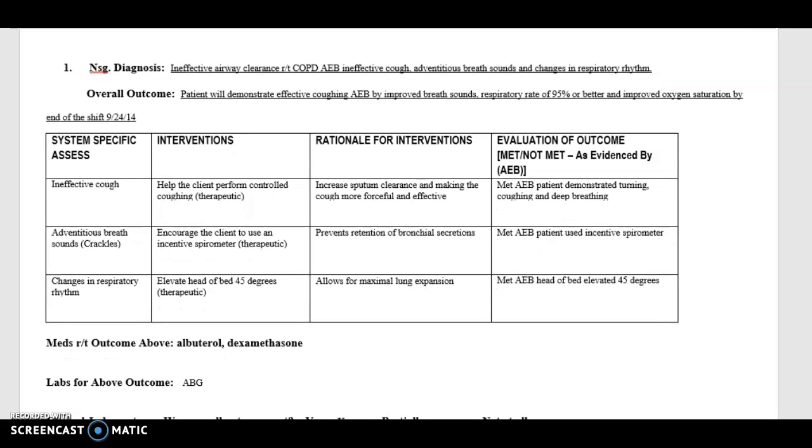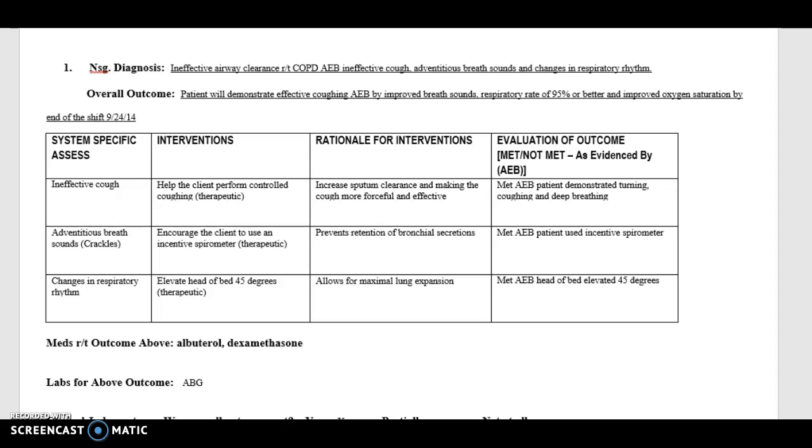Here's the part of the concept map where you're going to break out each nursing diagnosis. So you have ineffective airway clearance related to COPD, which I don't agree with putting COPD in there, but some others might agree with that. I would put chronic lung disease, as evidenced by ineffective cough, adventitious breath sounds, and changes in respiratory rhythm. So the overall outcome: patient will demonstrate effective coughing as evidenced by improved breath sounds, oxygen saturation of 95% or better, and improved respiratory rate by the end of the shift. And see, it does give a date. So sometimes you will put a date as well.